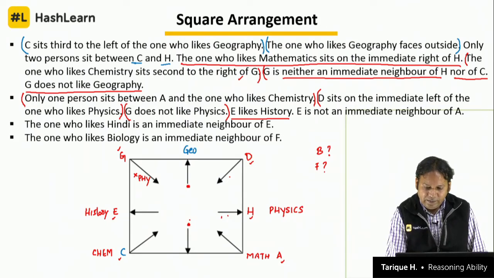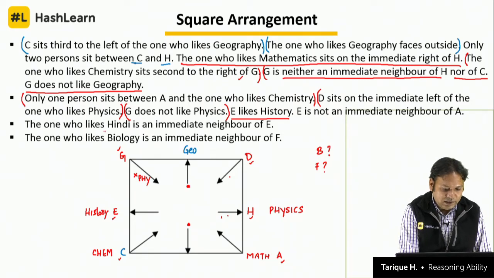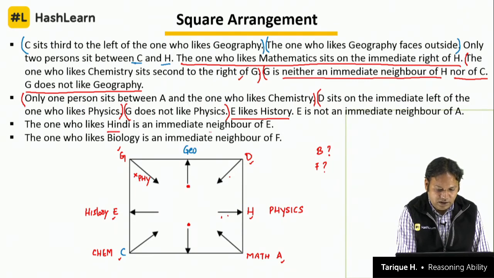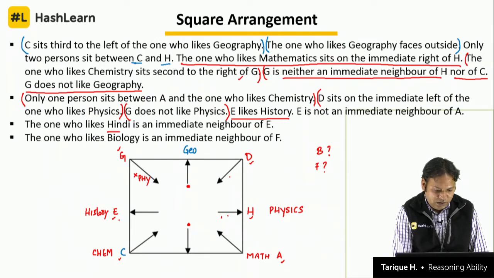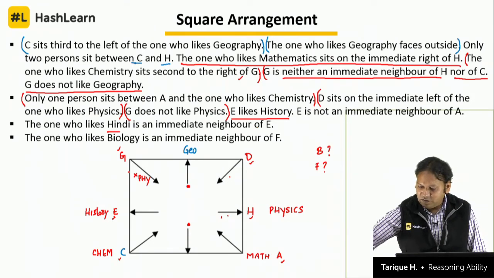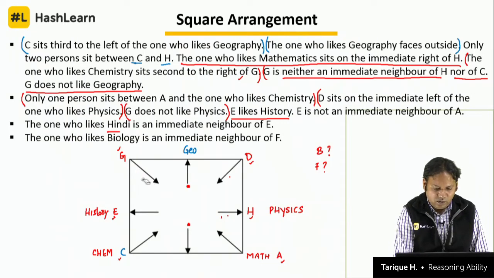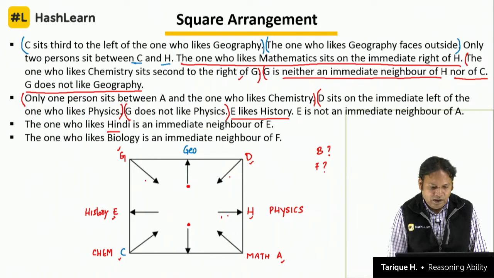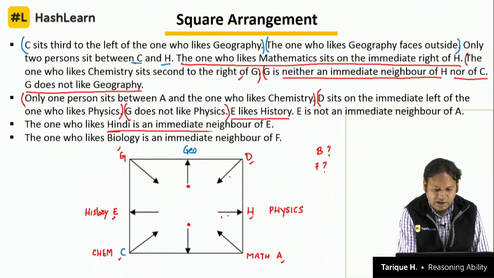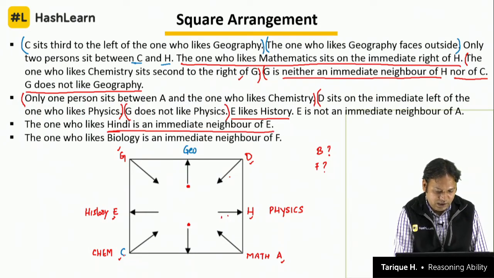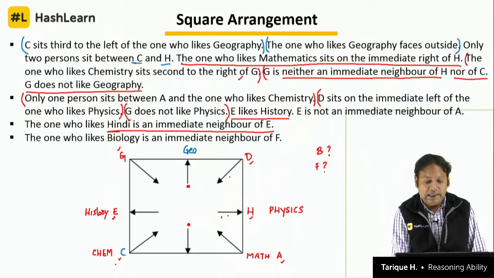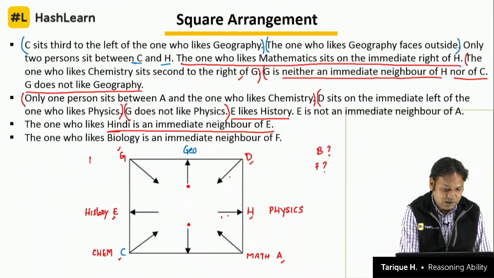So let's go ahead. The one who likes Hindi is an immediate neighbor of E. Now this is E, this is chemistry, so this must be Hindi. So first of all let's remove from this physics, okay. And what we know now is that the one who likes Hindi is an immediate neighbor of E. E has two immediate neighbors, C and G. C likes chemistry, that means this must be Hindi.